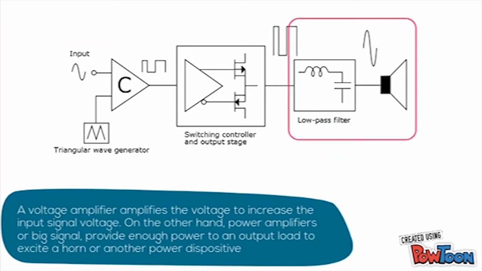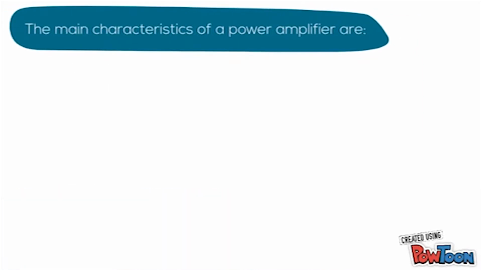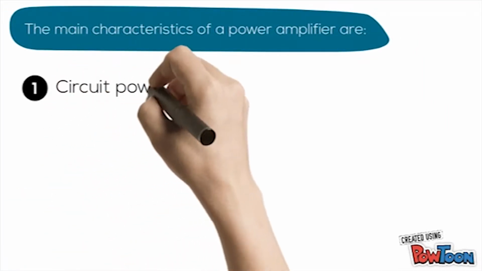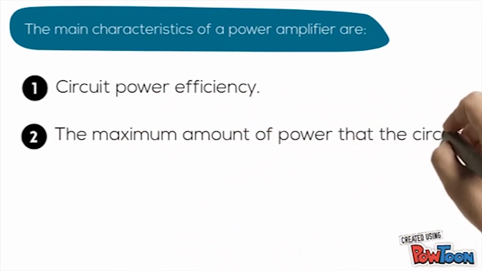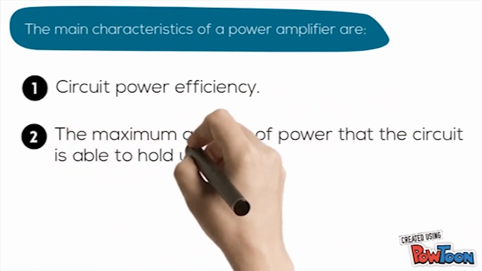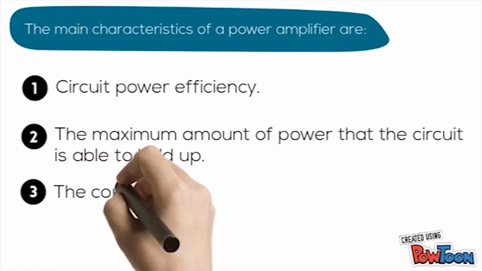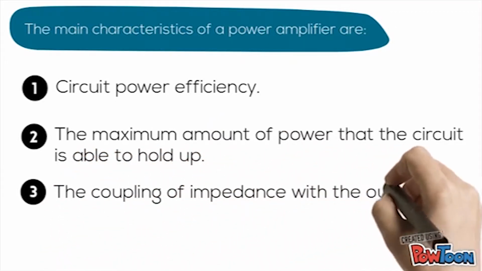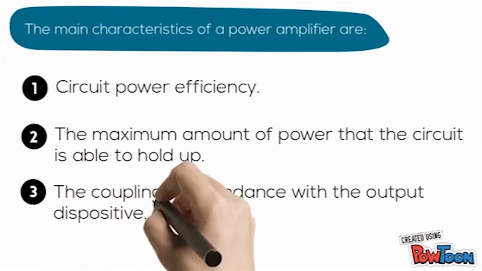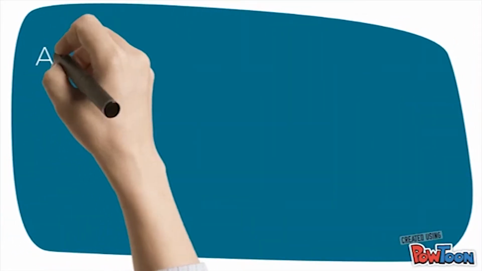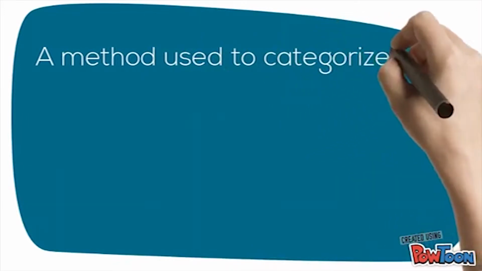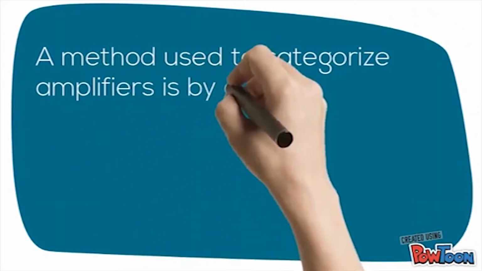or another power device. The main characteristics of a power amplifier are: one, circuit power efficiency; two, the maximum amount of power that the circuit is able to handle; and the last one is the coupling of impedance with the output device. A method used to categorize amplifiers is by class.